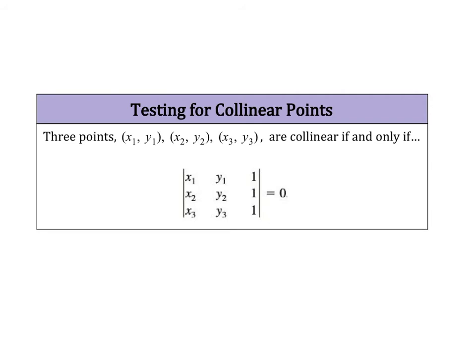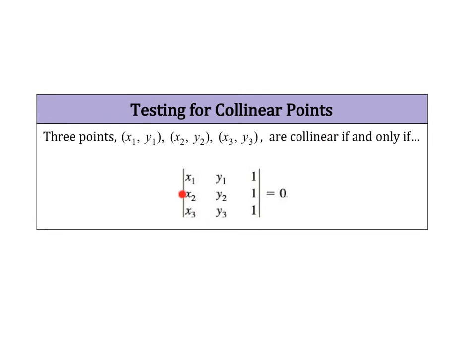Okay, yet another application. Here you might notice that the setup looks very similar to the last problem, but here we're testing for collinear points. So essentially, if you find this determinant and that determinant is equal to 0, the points are collinear. If it's equal to anything else, the points are not collinear.